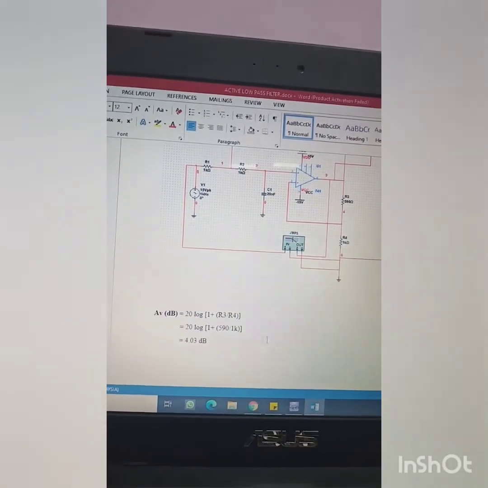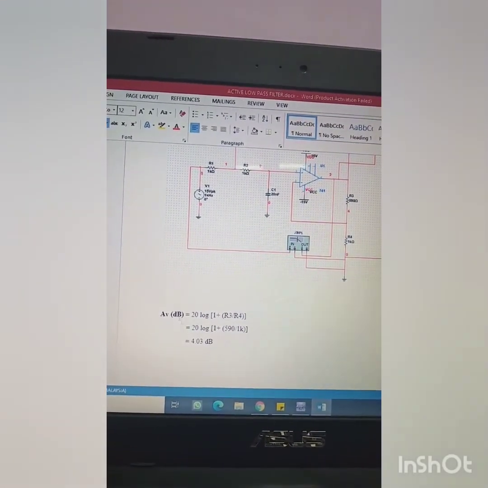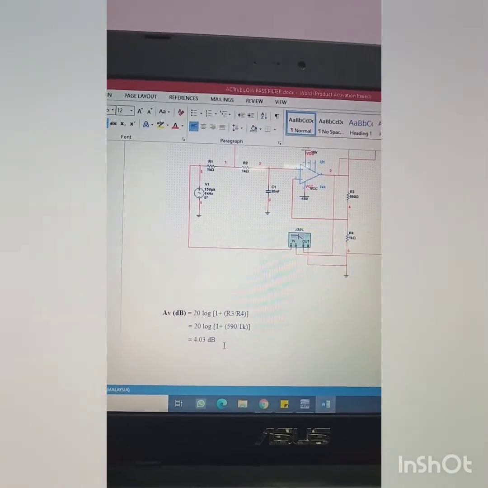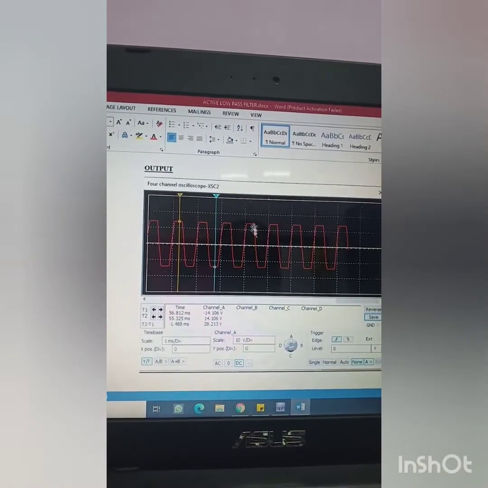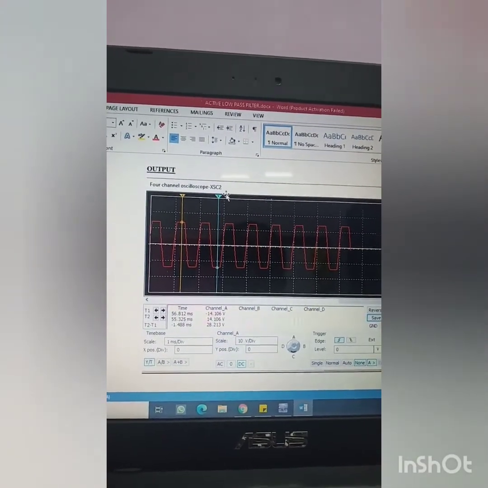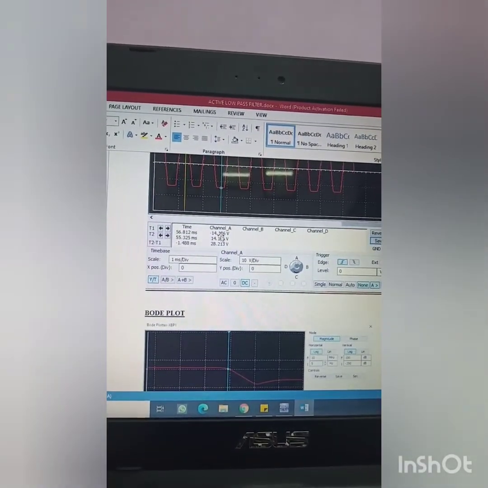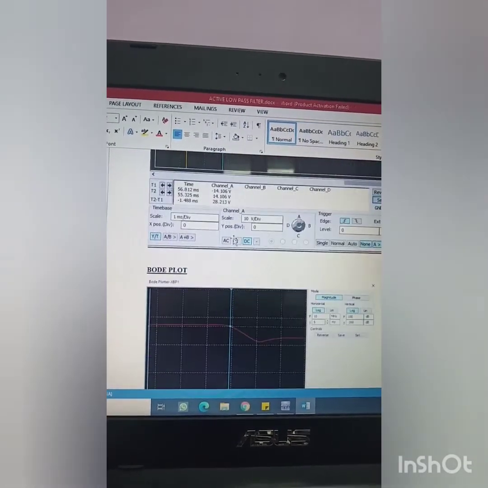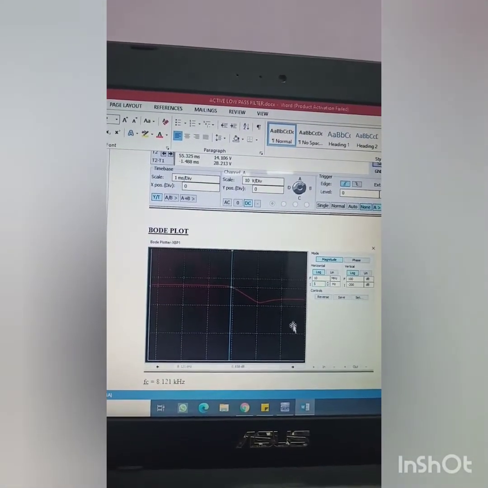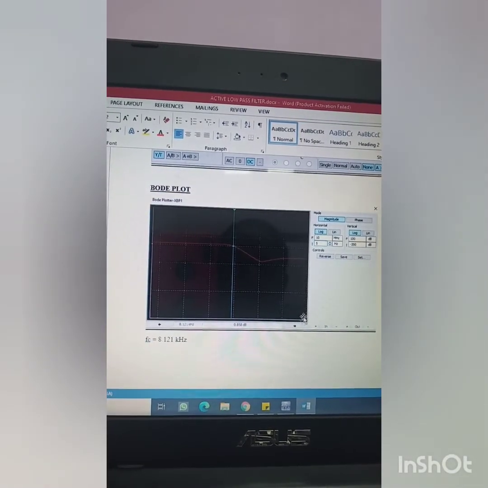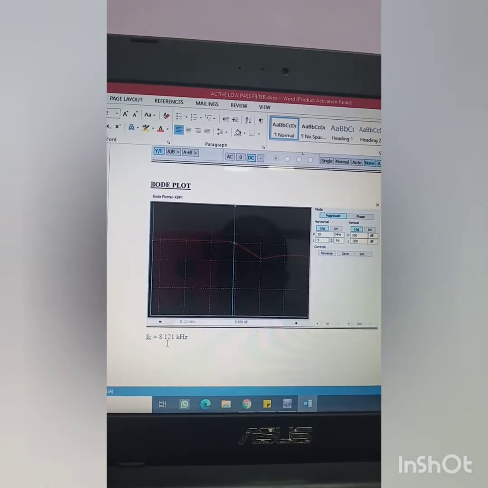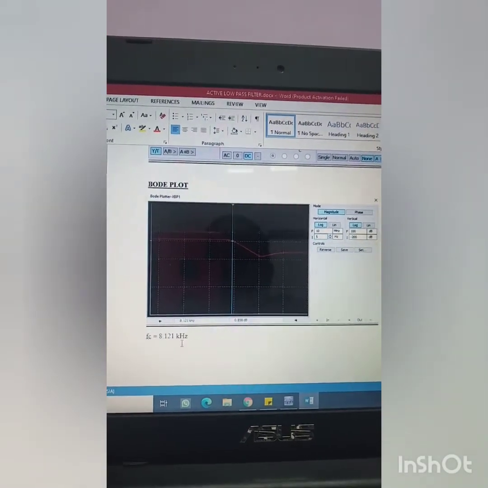From the simulation in Multisim, I have found AV. AV equals 4.03 dB. And this is the output using the 4-channel oscilloscope, and the V out is 14.106 volts, and this is the Bode plot. From the Bode plot, we have found the FC. The FC is 8.121 kHz.